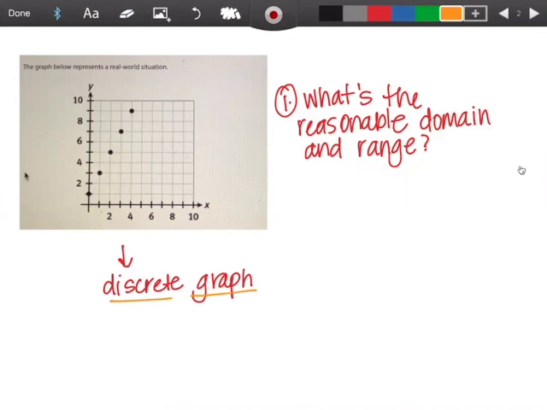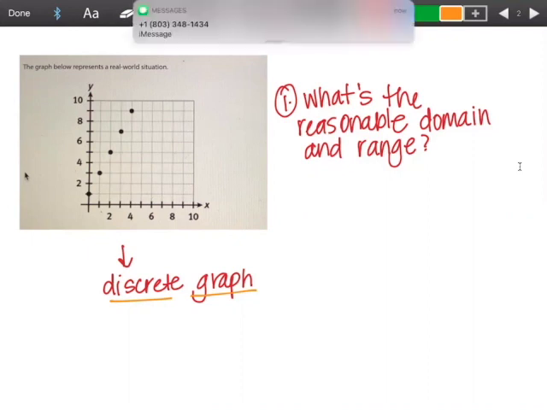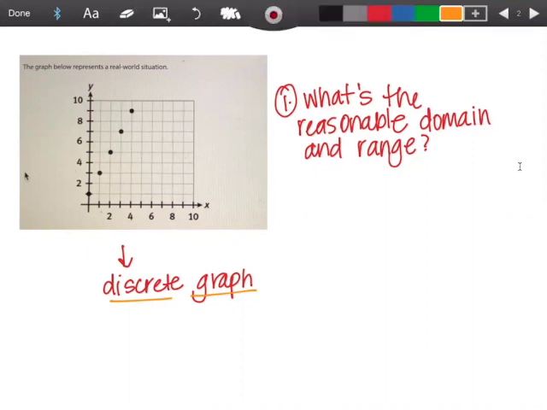By definition, a continuous graph is a graph where the points are connected, indicating that the domain and range are sets of real numbers with no breaks in between. But a discrete graph consists of individual points that are not connected by a line or a curve. So that means that there are breaks. With a discrete graph, you may skip numbers. It may not go 1, 2, 3, 4, 5. It might go 1, 3, 5, or whatever. So it's not necessarily a consistent set of numbers.